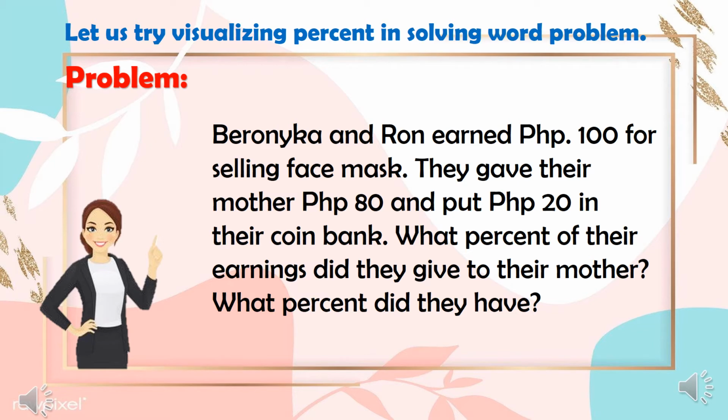Let us try to visualize percent in solving a word problem. So the problem is, Veronica and Ron earned 100 pesos for selling face masks. They gave their mother 80 pesos and put 20 pesos in their coin bank. What percent of their earnings did they give to their mother? And what percent did they save?